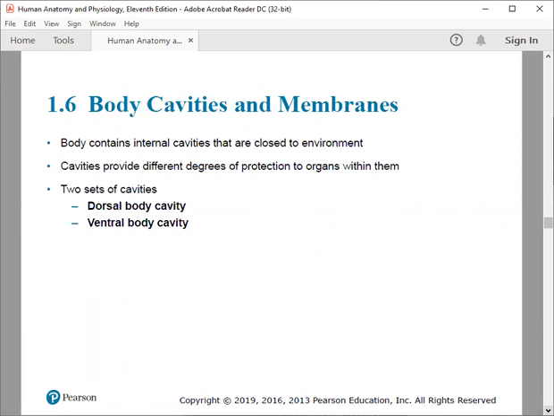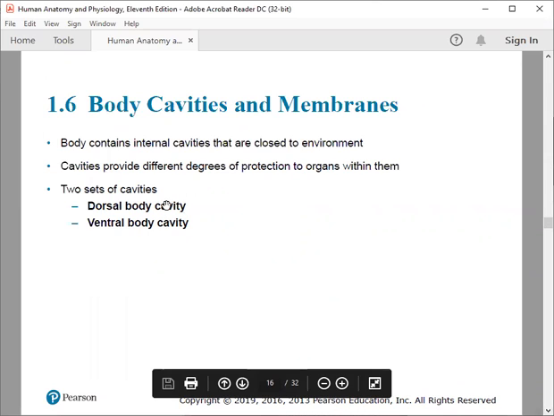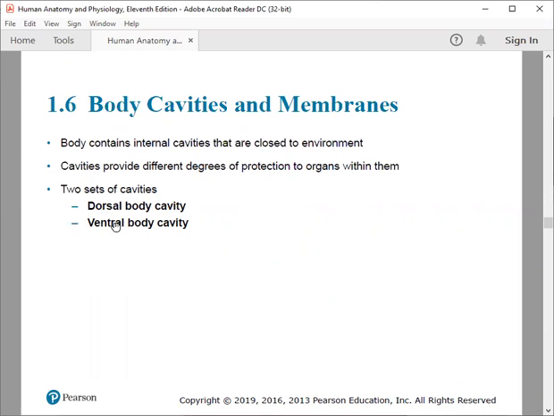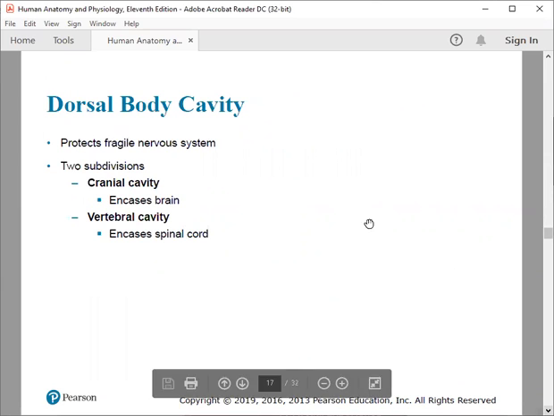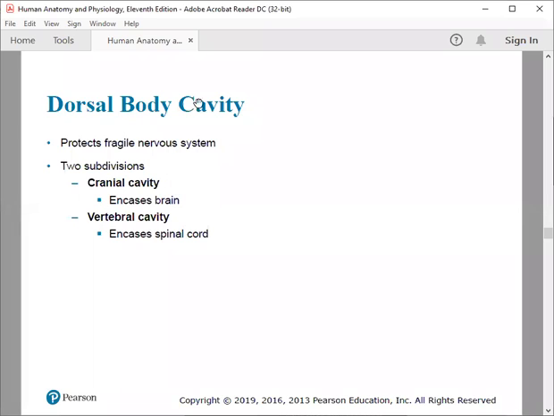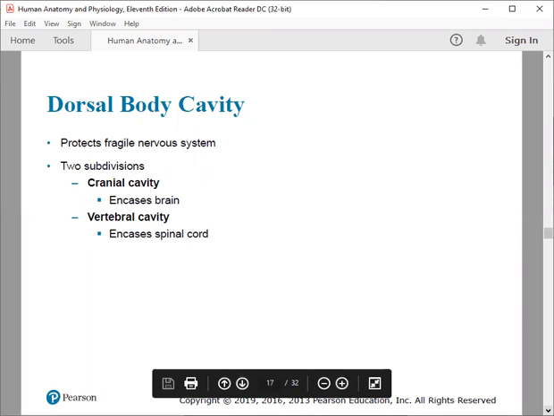All right, the body cavities is another section that you're going to need. There are two sets of major overall body cavities: the dorsal body cavity and the ventral body cavity. And then you have sub cavities within those that house the various organs and components. In the dorsal body cavity, you're going to have your cranial cavity, which encases your brain. And the other one in the dorsal body cavity is the vertebral cavity, which houses your vertebral column and your spinal cord.